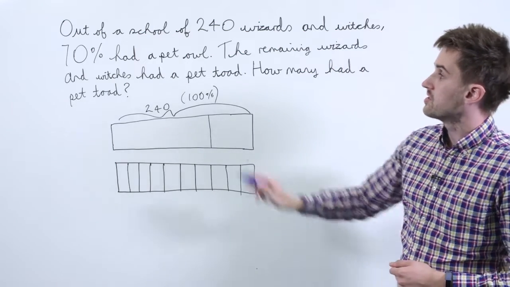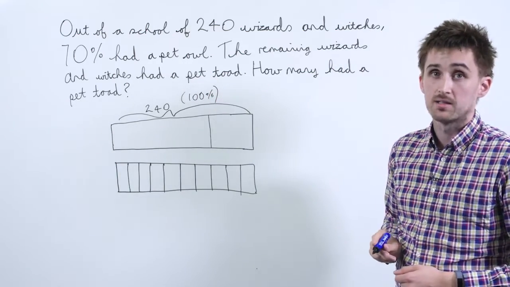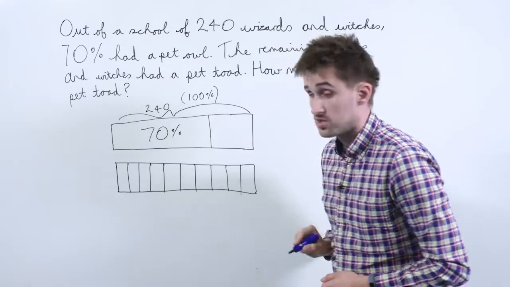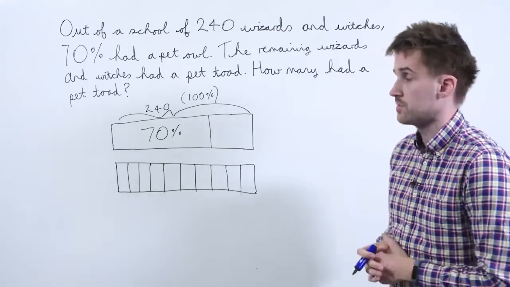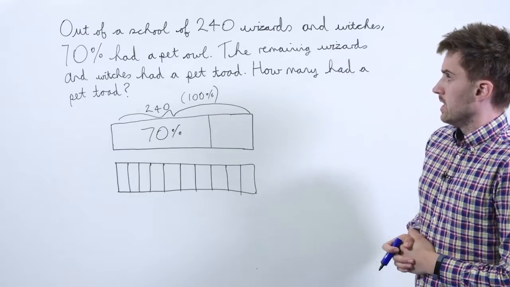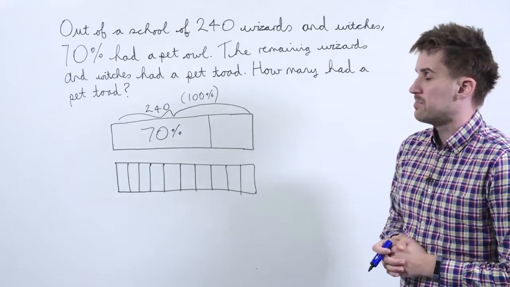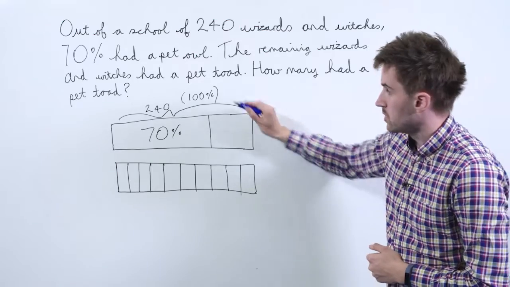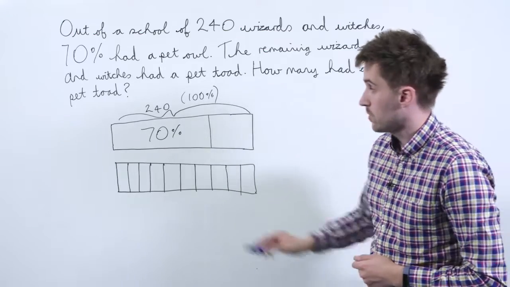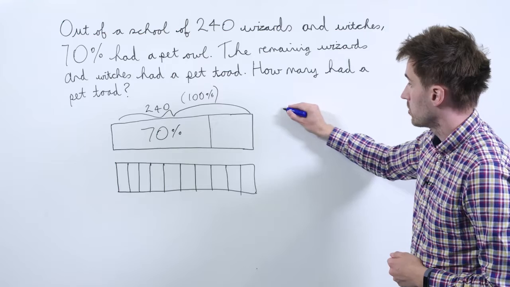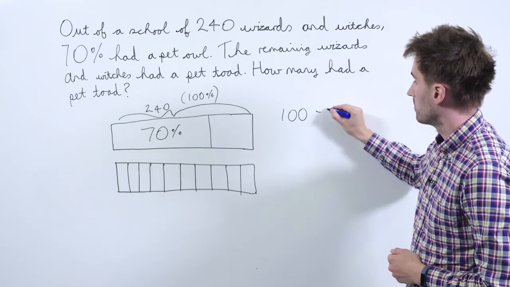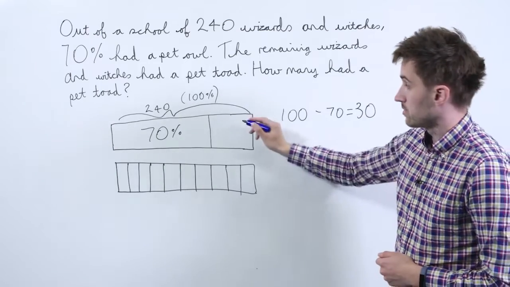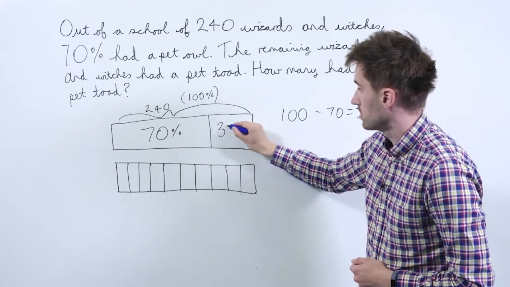Now we already know that 70% had a pet owl. So we should also show this on the bar model so it's clear to the pupils. Now the remaining wizards and witches had a pet toad. So this is the remaining bit. We've got 100% our total, we've already got 70%, so we need to work out 100 minus 70, and that gives us 30. So this remaining bit here is 30%.